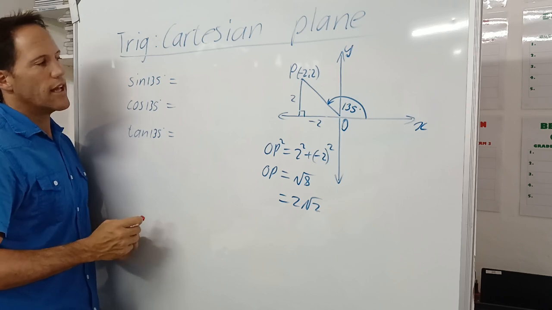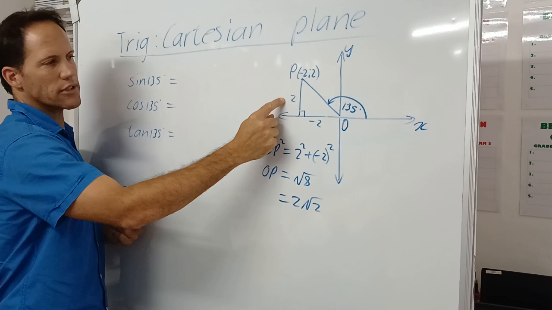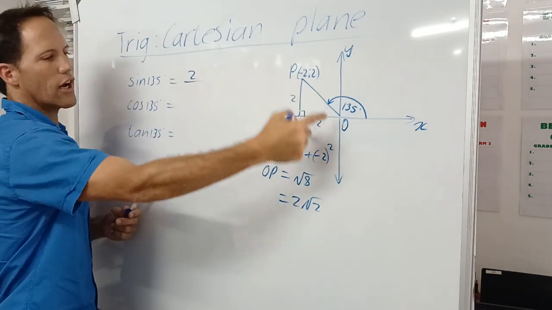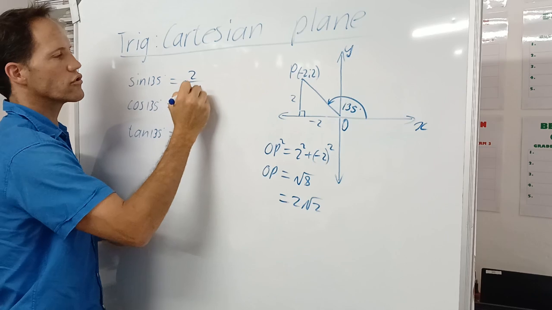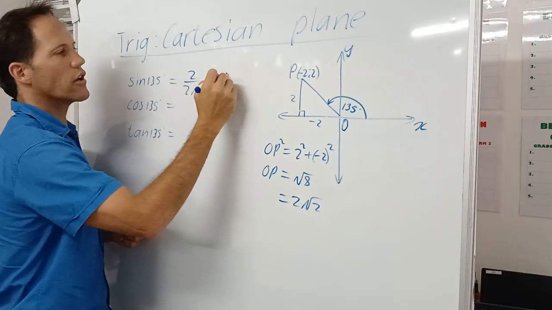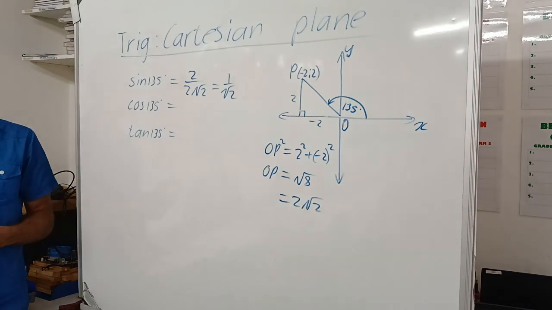Okay? Now we can say sine 135 is opposite over hypotenuse. So it's 2 over the hypotenuse, which is 2 square root of 2. And then 2 divided by 2 is 1, so the answer is 1 over square root of 2. So that's sine 135, 1 over square root of 2, simplified.